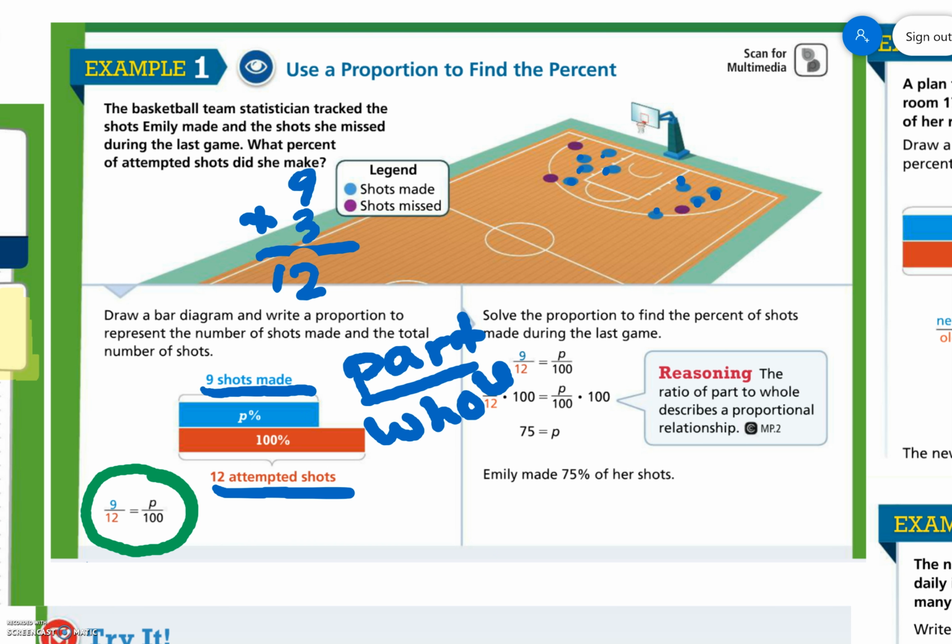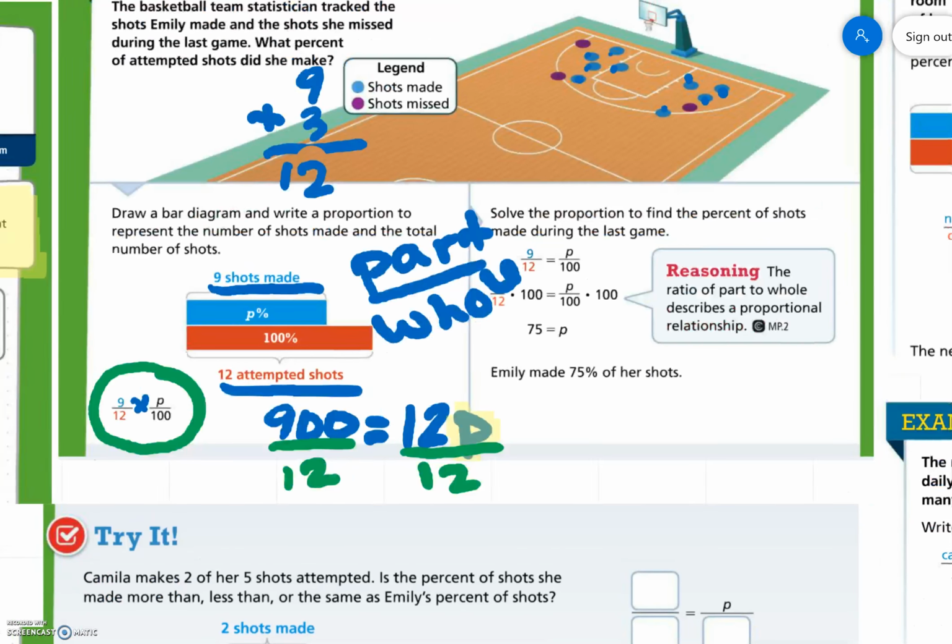We're trying to find the percent, so we use a variable p. So we're going to focus on our cross multiplying. 9 times 100 is 900. P times 12 is 12p. In order to solve for p, we're going to divide by 12. And p equals 75. So she made 75% of her shots.